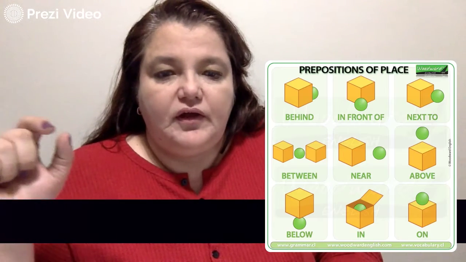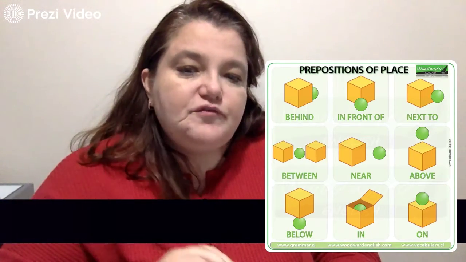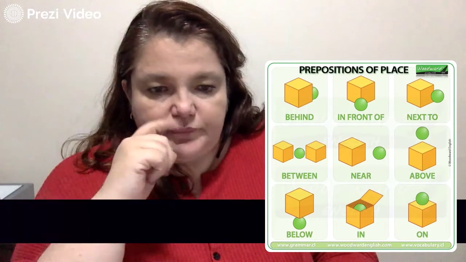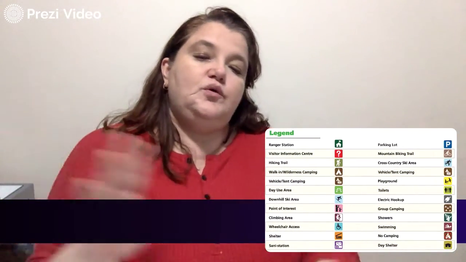Behind: the ball is behind the box, the ball is in front of the box, the ball is next to the box, and so on. Then I will go to the signs part. Okay, kids, now we know the prepositions of place. Let's see how we can locate things on a map.